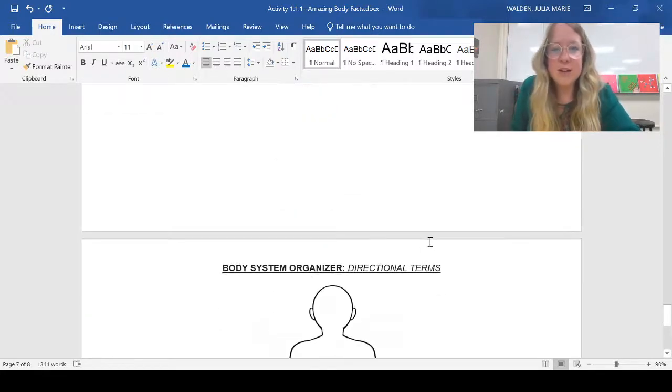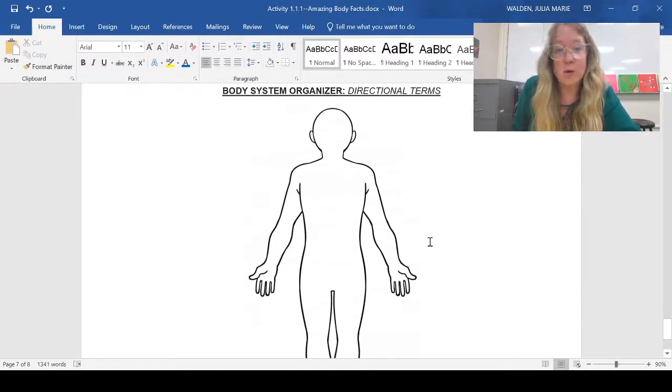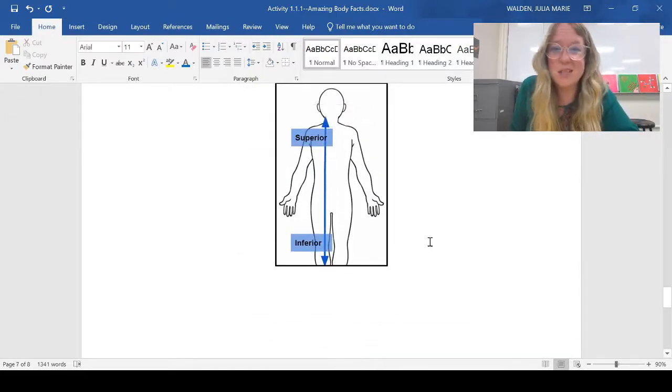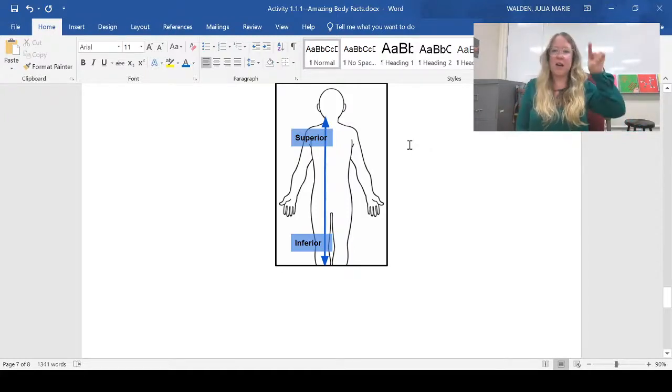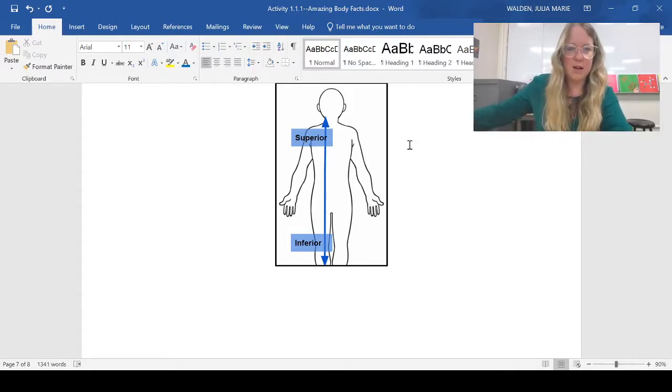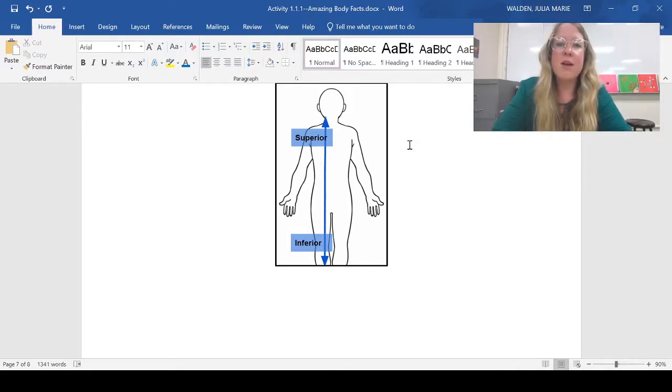Now, if you are fancy and you know how to do this on a computer, feel free. I made mine on PowerPoint using just little text boxes and just typed the words right in there, or you can just draw an outline of a guy in your notebook and just label them with the arrows and the words, okay? So either way, and you'll just take a picture of that and email it to me.